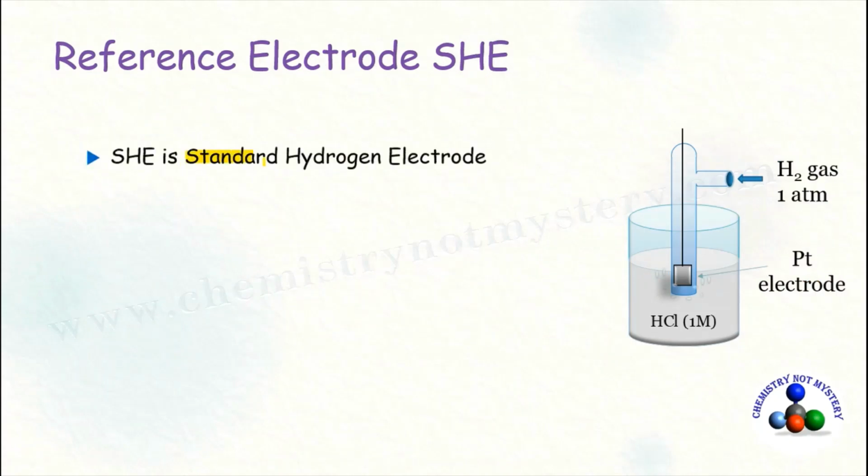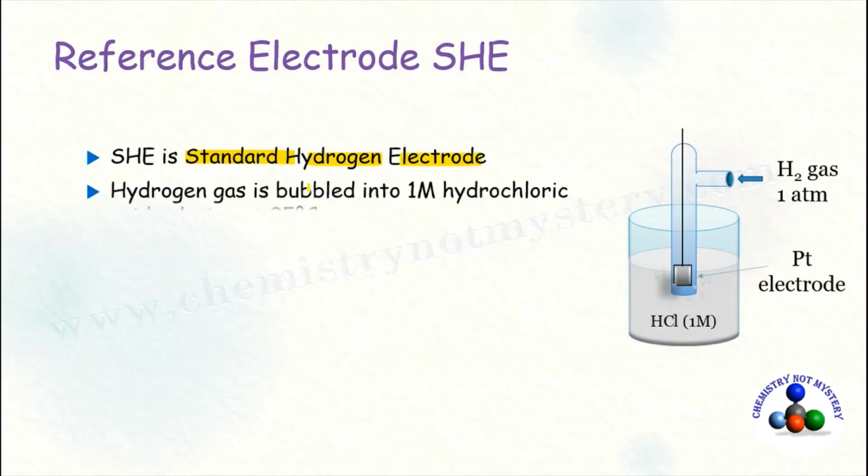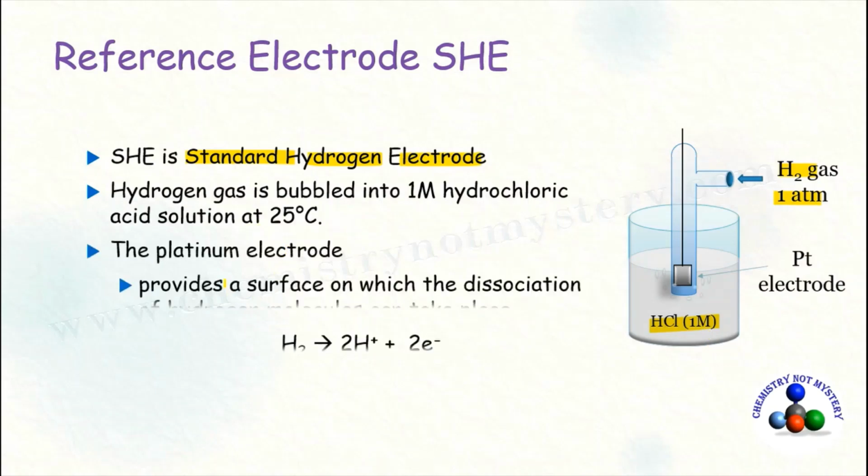SHE is the standard hydrogen electrode. In this standard hydrogen electrode, hydrogen gas is bubbled at 1 atmosphere pressure into a 1 molar solution of HCl at 25 degrees centigrade. And here a platinum electrode is used. This platinum electrode provides the surface on which dissociation of the hydrogen molecule that we have bubbled through the electrode takes place.